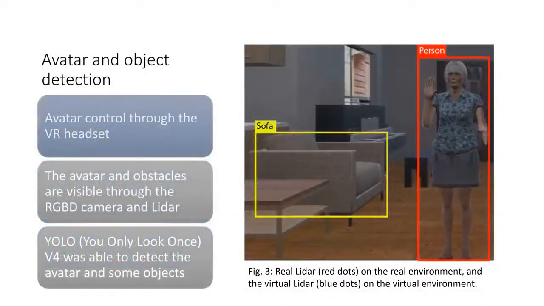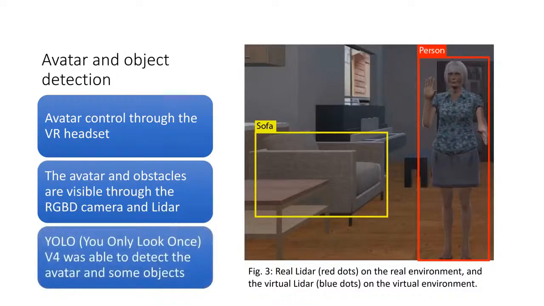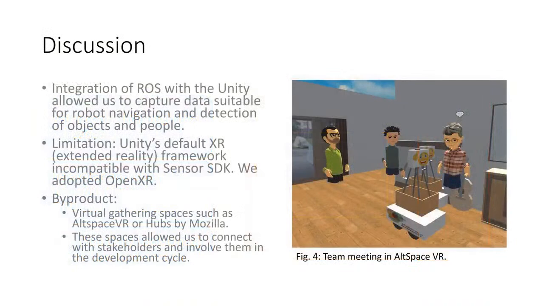The user could successfully control the avatar using the VR headset, and the robot sees the avatar's movement and obstacles through the RGBD camera and LiDAR. We also tested the YOLO object detection, which was able to detect the avatar and some objects in the scene. The integration of ROS with the Unity game engine allowed us to capture data suitable for simulating the robot's navigation and detecting surroundings, objects, and avatars in the long-term care home.